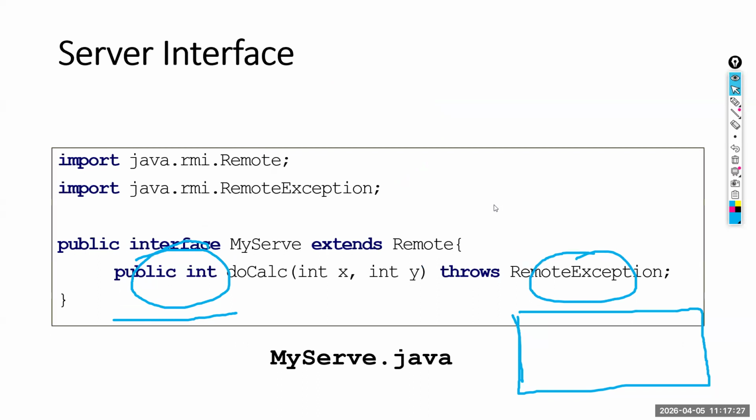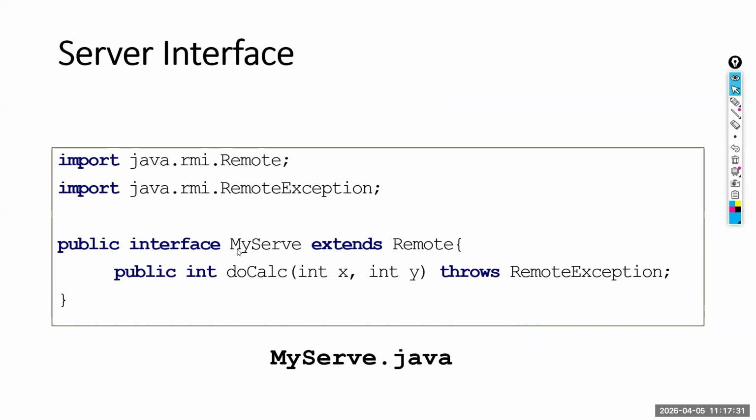Right. So this is the server interface. Server interface is a Java interface. You know that a Java interface is a contract for polymorphism. An interface can have method signatures, but no implementation. You can't have implementation. So in my server interface, let's call it MyServer or whatever.